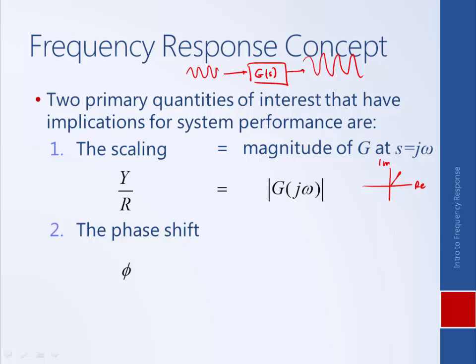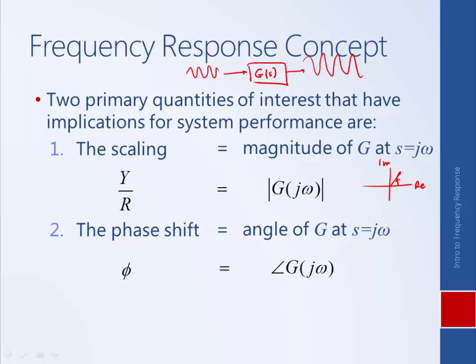We can also calculate the phase shift from the transfer function, where we calculate it as the angle of that complex number when s is equal to j omega. And so in this case, that's the angle. So the angle from the positive real axis to the radius from the origin to the particular complex number, and you could calculate that using inverse tangent, opposite over adjacent, the imaginary part over the real part.